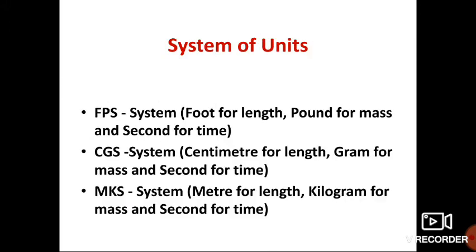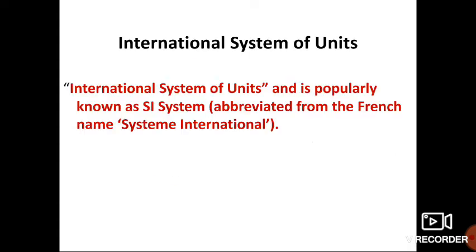The next one, what are the systems of units? FPS, CGS and MKS. FPS, capital F, that means what? Foot for length, pound for mass, and second for time. CGS system: centimeter for length, gram for mass, and second for time. MKS: meter for length, kilogram for mass, and second for time. MKS, first letters M, K and S. CGS, C, G and S. Clear? So these are the three systems of units.